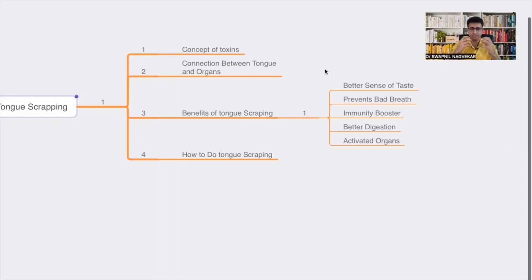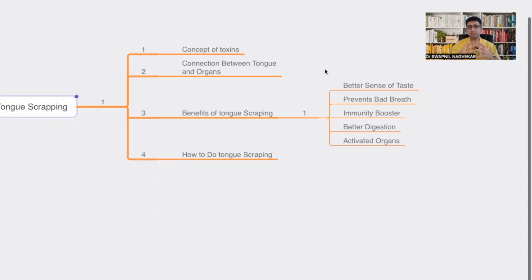a lot of toxins get accumulated in our body. And if there is a white coating on the tongue, a lot of toxins get accumulated. So by means of tongue scraping, you're removing all those toxins. So it is a first line mechanism for immunity booster. So by means of tongue scraping, you tend to boost your immunity also.